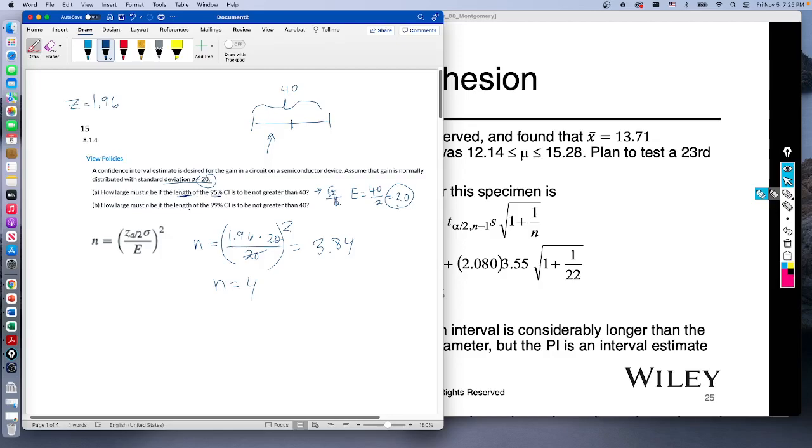How large must n be if the length of the 99% confidence interval is not to be greater? This time, since it's two-sided, because if they don't say anything, you just assume it's two-sided, alpha is going to be 1 minus 0.99. So for the 99% confidence interval and alpha over 2, that would be 0.005. So we're looking at 0.995.